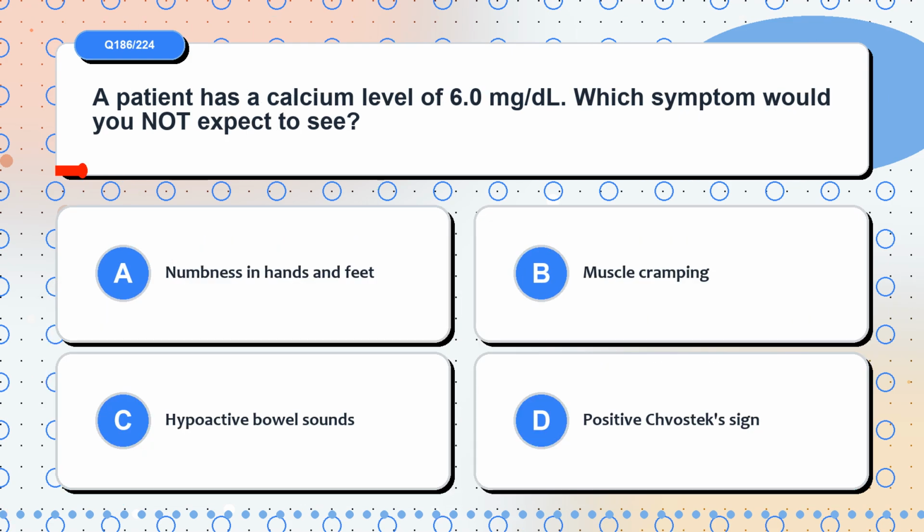Question 186. A patient has a calcium level of 6.0 mg/dL. Which symptom would you not expect to see? Here are the options. Option A. Numbness in hands and feet. Option B. Muscle cramping. Option C. Hypoactive bowel sounds. Option D. Positive Chvostek sign.